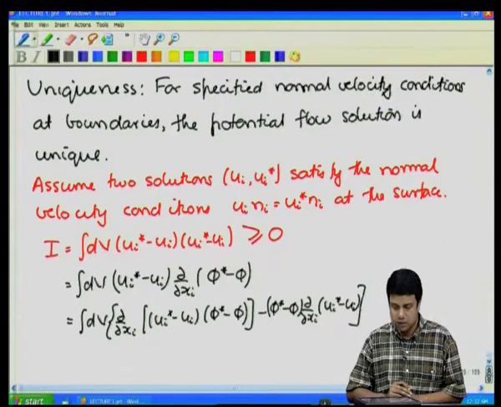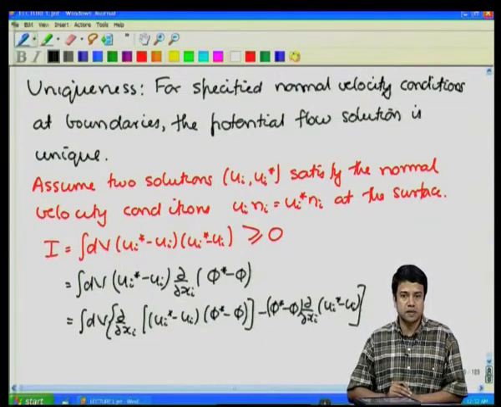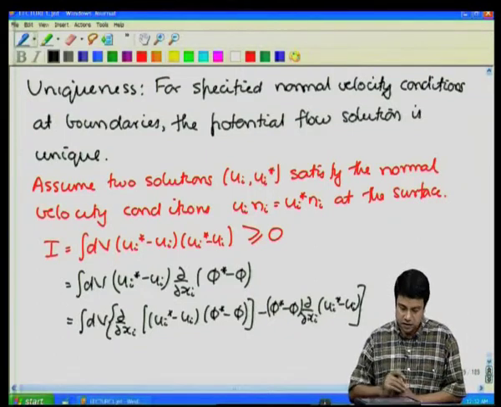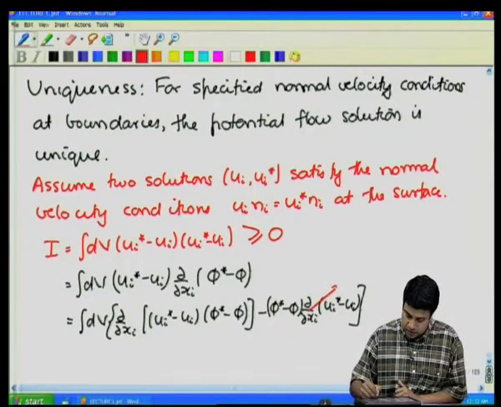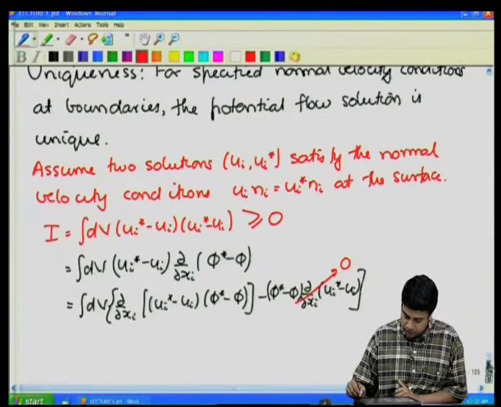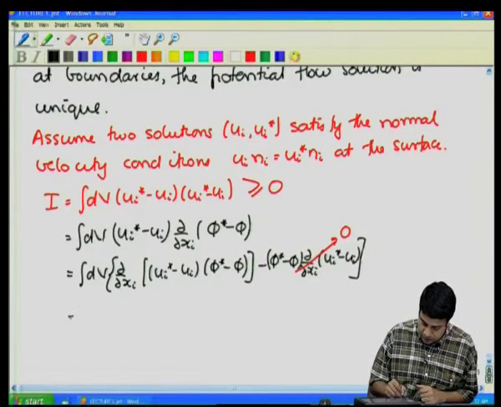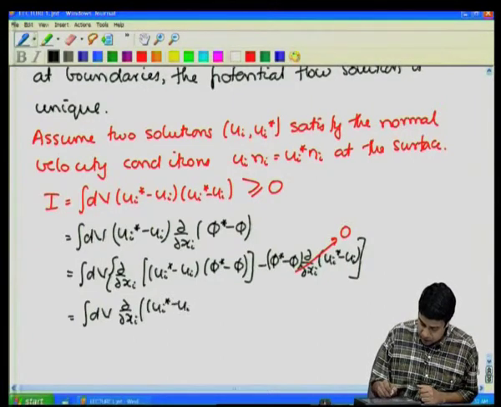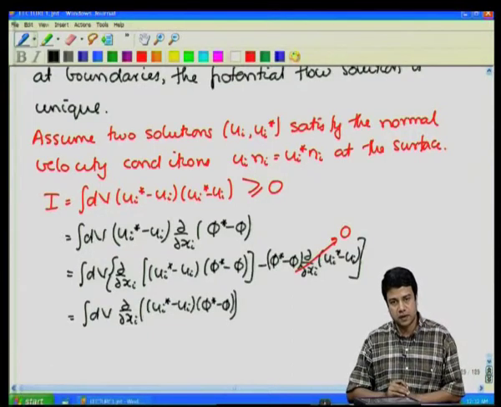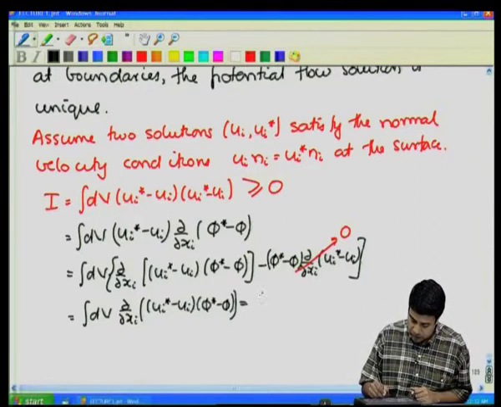In the second integral, I have the divergence of u_i star minus u_i. Both of these velocities satisfy the potential flow condition. Mass conservation requires that the divergence of both of these is equal to 0. So, this one goes to 0, and therefore, I get this is equal to the integral dV of partial by partial x_i of (u_i star minus u_i) times the potential. The divergence of a vector integrated over a volume is equal to the unit normal times that vector integrated over the surface.